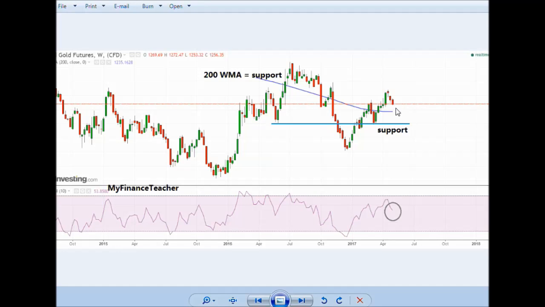So gold might continue its decline until it reaches those support levels, either below 1240, which is the 200-week moving average, or even at around 1200. An additional reason is that on the weekly chart, the RSI, which is a 10-week RSI, is pretty far from oversold, so there is still potential for the price to move down.